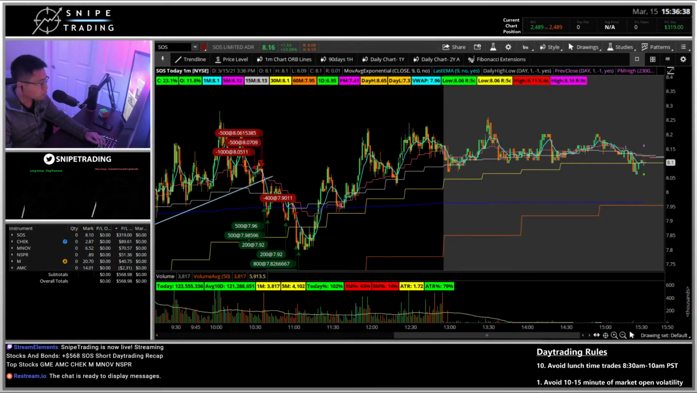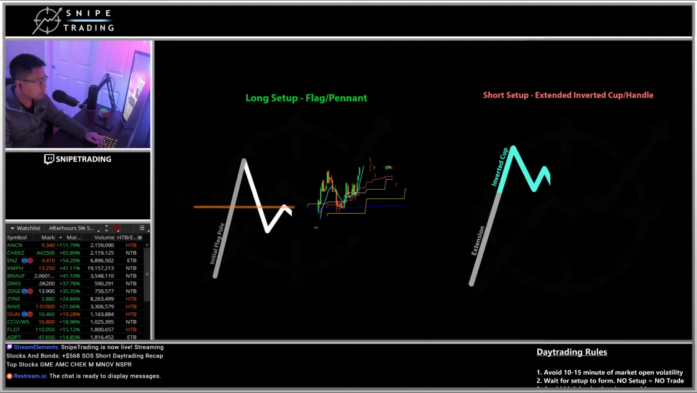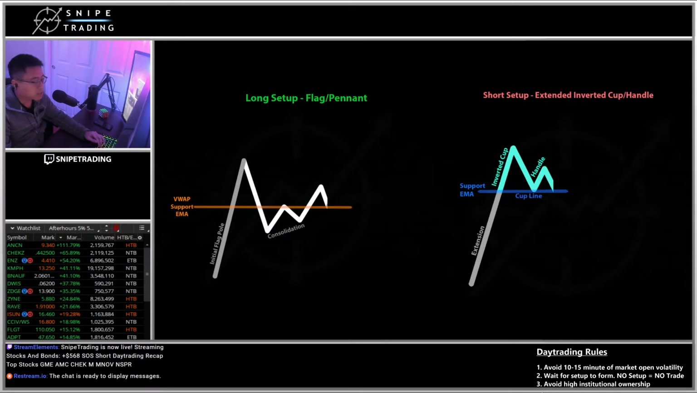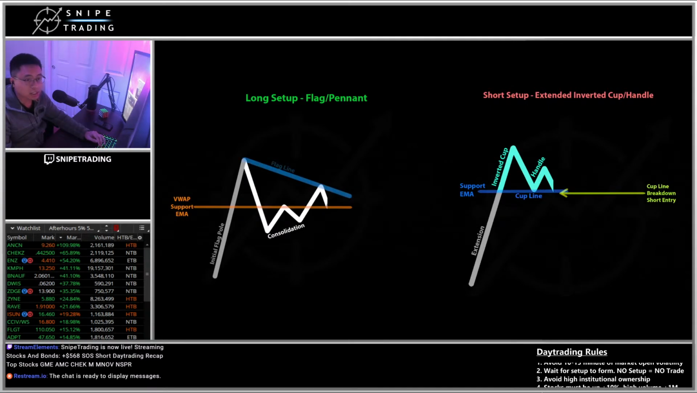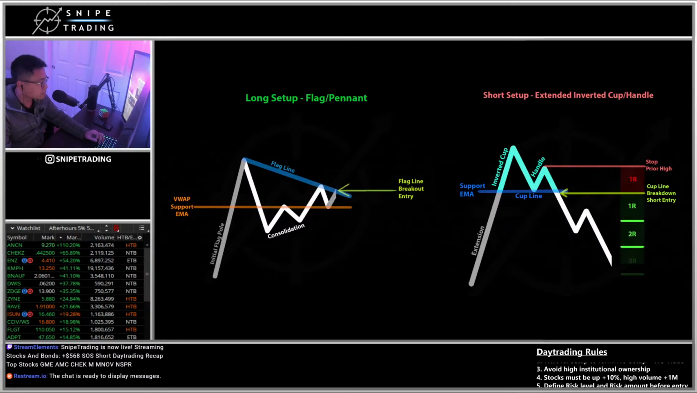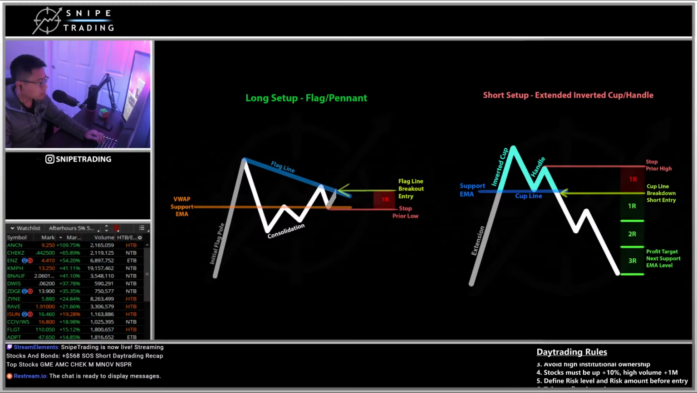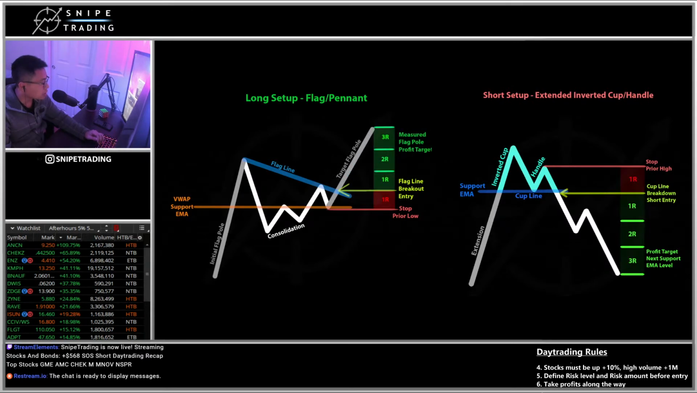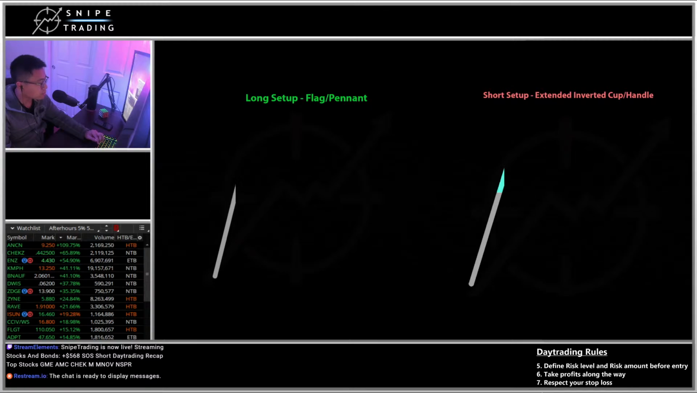If you don't know already, I trade two setups. That is the long setup, flag pennant, and the extended inverted cup and handle. Today I mostly used the inverted cup and handle as my main strategy, shorting multiple stocks.